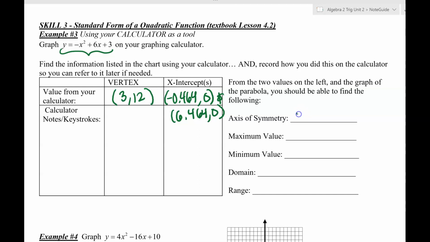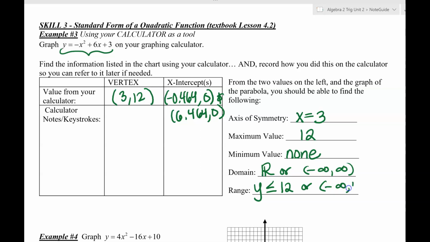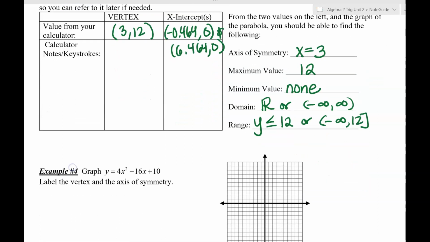The axis of symmetry here needs to go through the x-coordinate of the vertex, so it would be x equals 3. The maximum value of the parabola would be the y value of the vertex, so it would be 12. This parabola faces downward, so it would not have a minimum. The domain is all real numbers for these quadratic functions, or you could write it in interval notation. And then the range, since it faced downward and hit a maximum of 12, I would know that my y values are at or below 12. Or we can write that as negative infinity to 12, making sure we're using that square bracket with 12 to emphasize that it does hit 12.